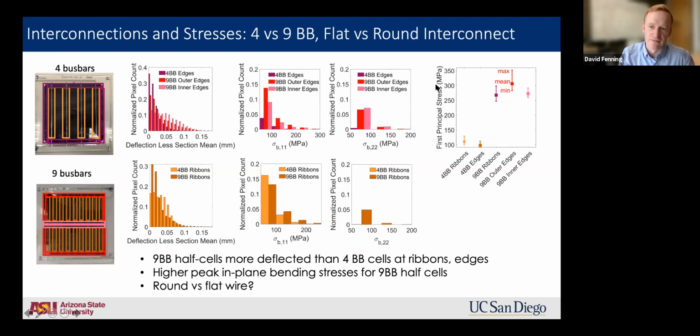But if we look at the top 0.1% of stresses within the module, we see that the 9 bus bar actually ends up with much higher stresses than the 4 bus bar mini module. So we hypothesize that some of this may be arising due to the use of the round wire in the 9 bus bar assembly, as opposed to the flat wire in the 4 bus bar assembly.